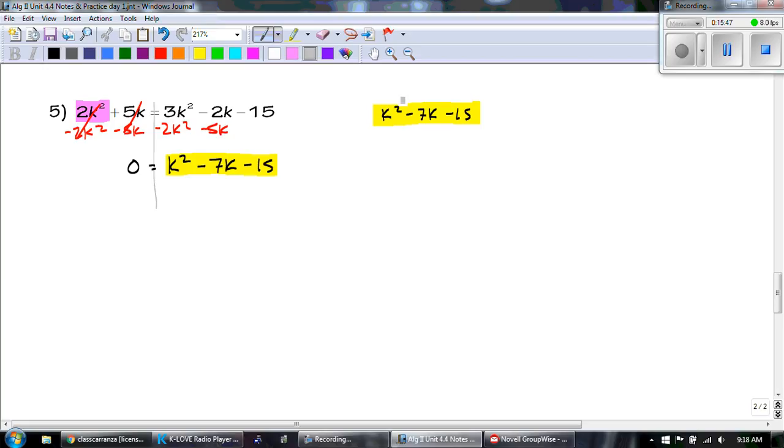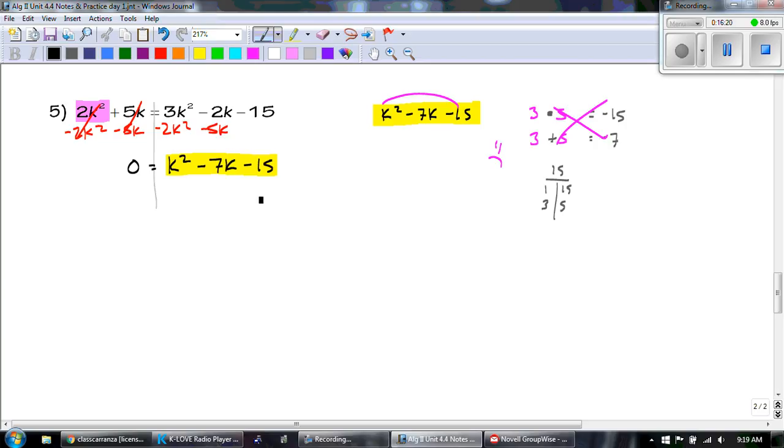There's no GCF. So we multiply. I'm looking for numbers that multiply to get to a negative 15 and add to get to a negative 7. So 15 is 1 and 15, 3 and 5. 1 and 5 or 1 and 15 aren't going to work, and 3 and 5 doesn't work either. So there's nothing we can do right now.